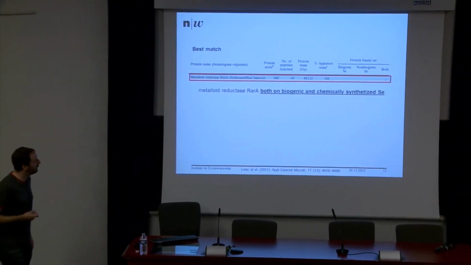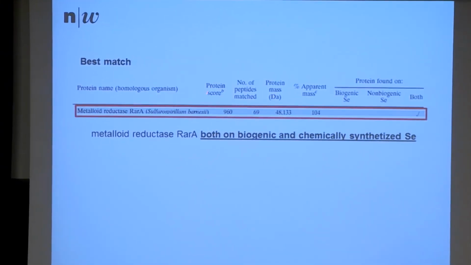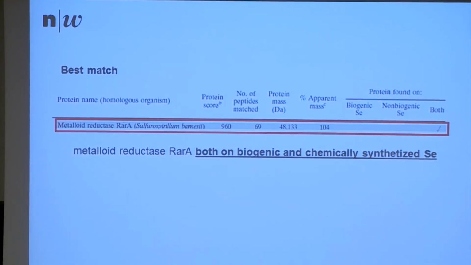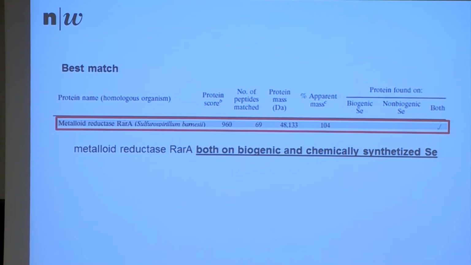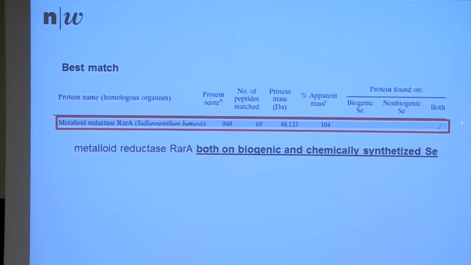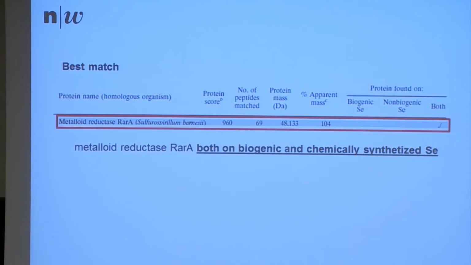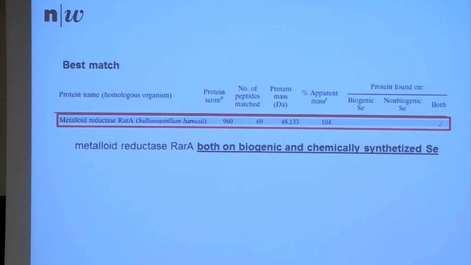And why is that interesting? Well, first of all, it was the best match. There was a huge protein score that is calculated. From 50 on, it's already considered a significant match. And why I'm pointing out this one is that it was found as the best match on both biogenic and non-biogenic selenium. So there seems to be, or potentially there can be, some specific binding interaction.